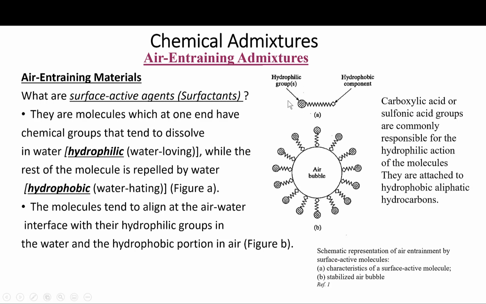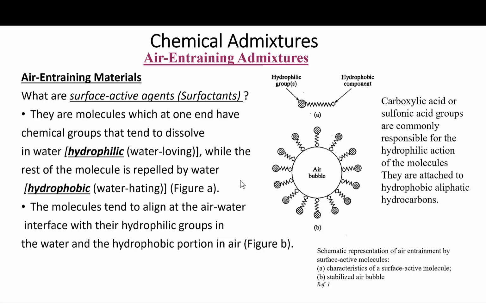Something like this is represented by this schematic. We said these are hydrophilic, or water-loving, that dissolves in water, while basically the rest of the molecule is repelled by water. It's called hydrophobic, or water-hating. This is the other end of it, which is the hydrophobic component.